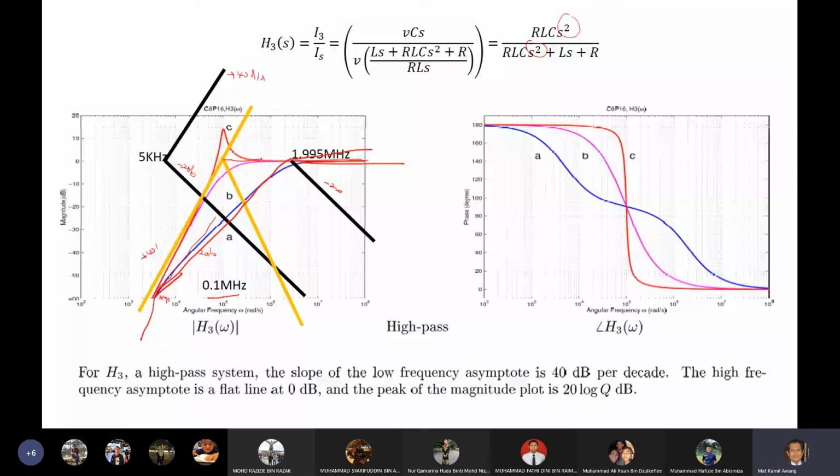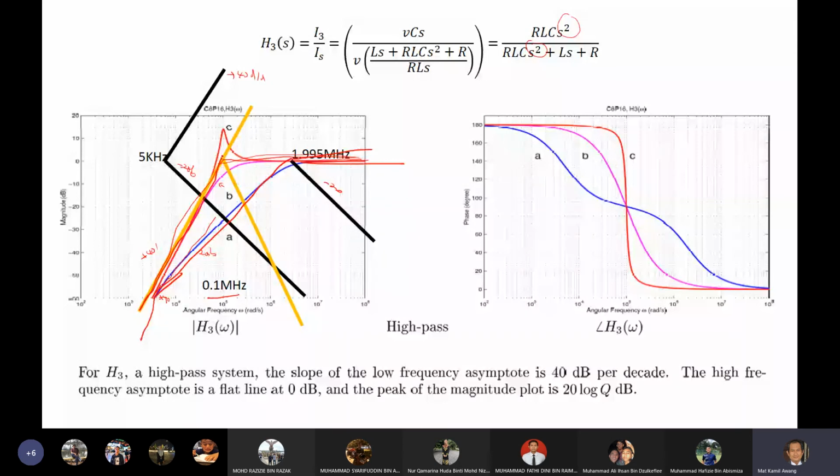So something like this. The actual one, actually the purple one for the B. For the second, for the third one, it is at 0.0977, so I just approximate at 0.1. So it's the same thing. The slope will be plus or minus 40 dB per decade.